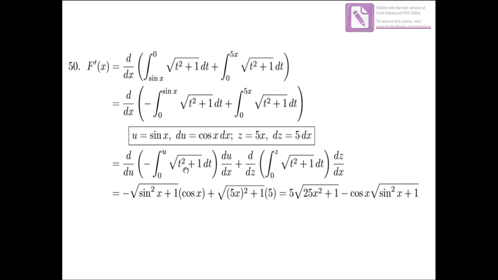Now for this one, it will be minus, where you replace t by u, where u equals sine x. So it will be minus root of sine squared x plus 1 multiplied by du over dx, which is the derivative of sine x, cosine x, plus. For this one, you replace t by z, where z equals 5x, so it will be root of (5x) squared plus 1, multiplied by dz over dx, which is 5. So this gives us 5 root of 25x squared plus 1 minus cosine x root of sine squared x plus 1.